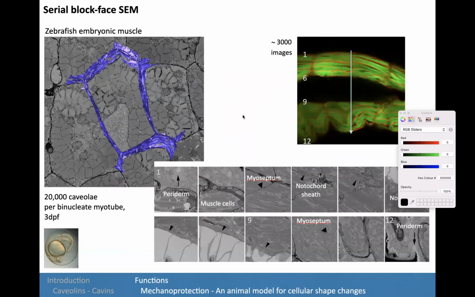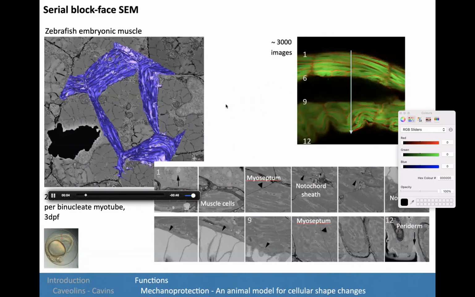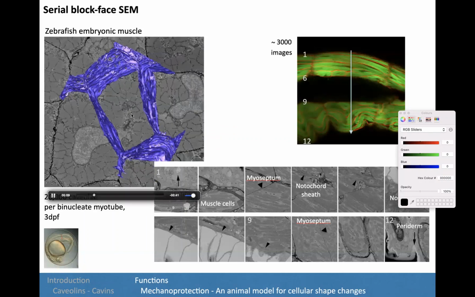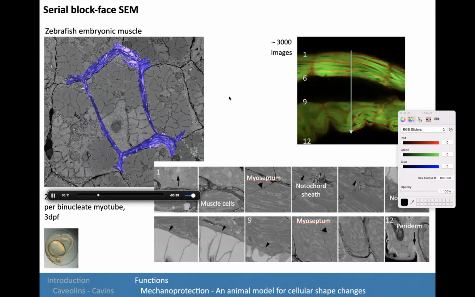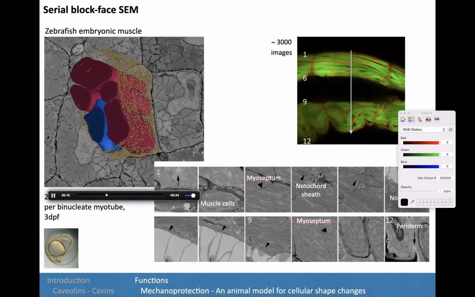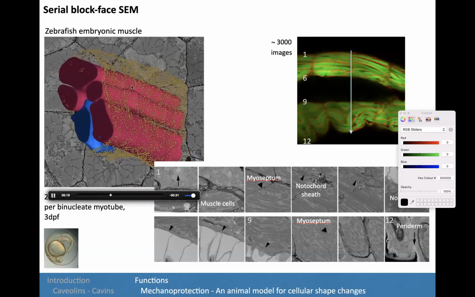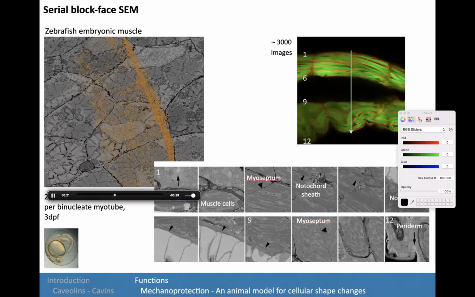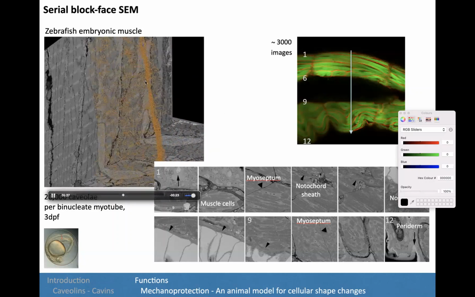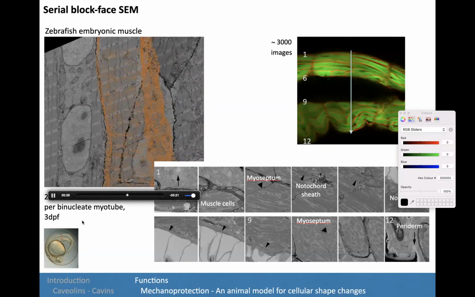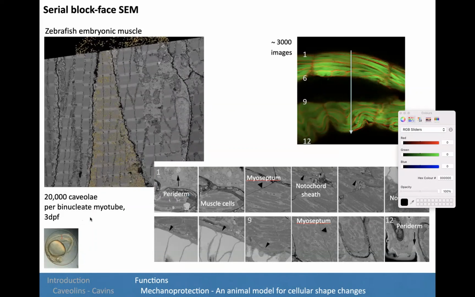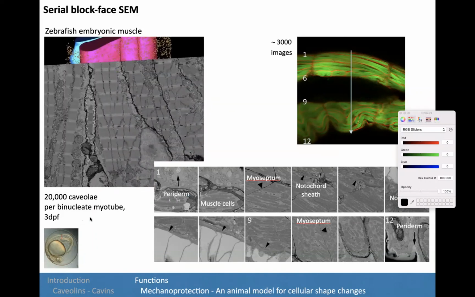This is one of these kind of experiments, serial blockface scanning electron microscopy. And Nick Ariotti managed to optimize techniques, although they're still laborious, where he could model, he could count, basically, he could map all the caveolae in these muscle fibers. And this was a monumental effort. It was semi-automated, shall we say. But in one of these myotubes at this stage of development, 3 days post-fertilization, there's about 20,000 caveolae per myotube. So it's a massive number of caveolae.